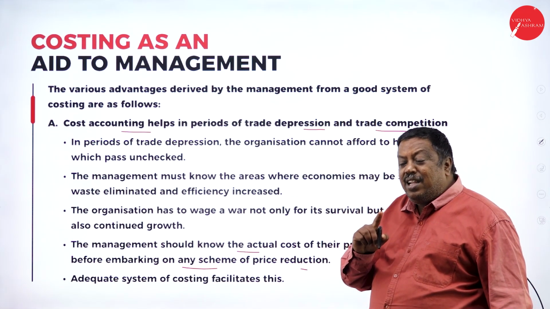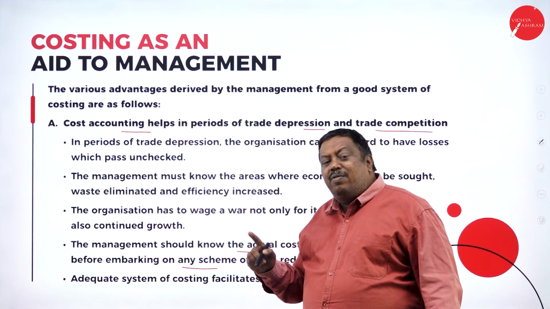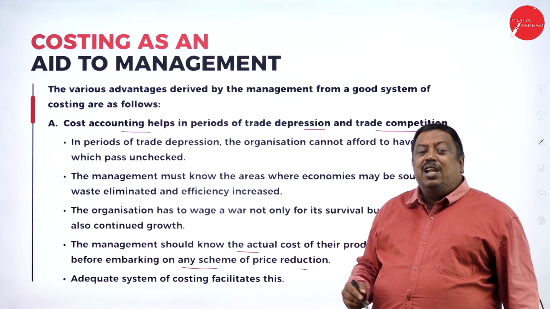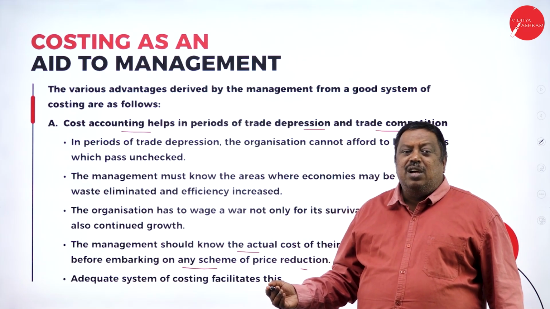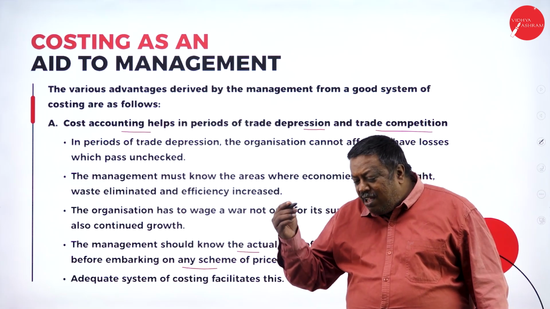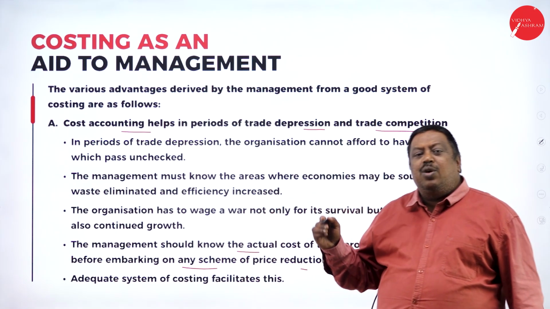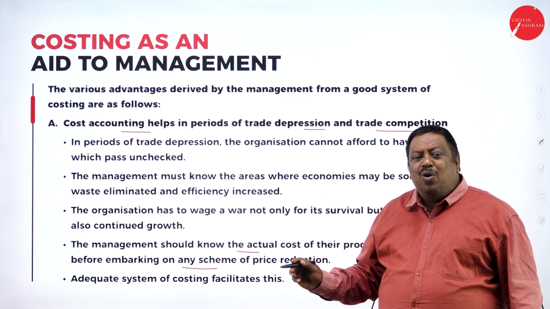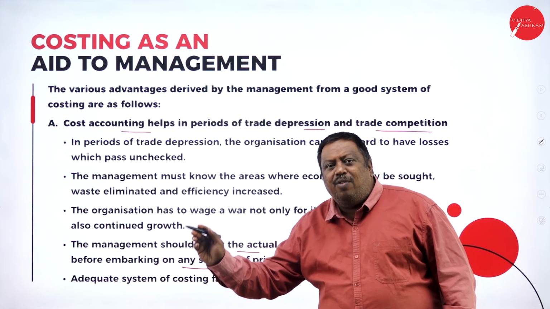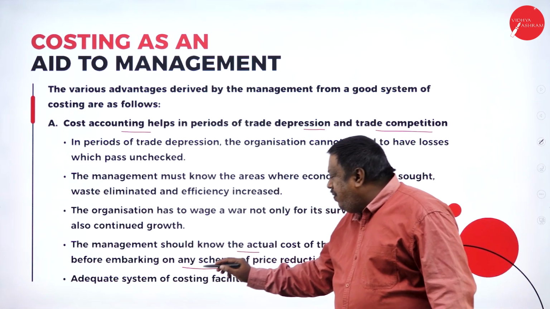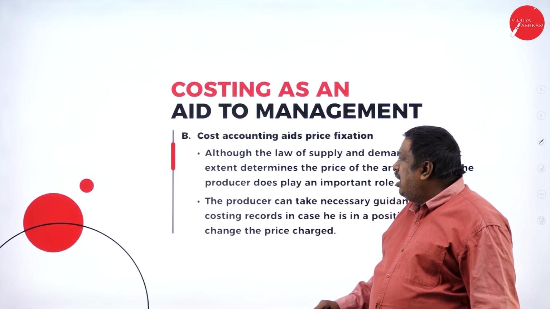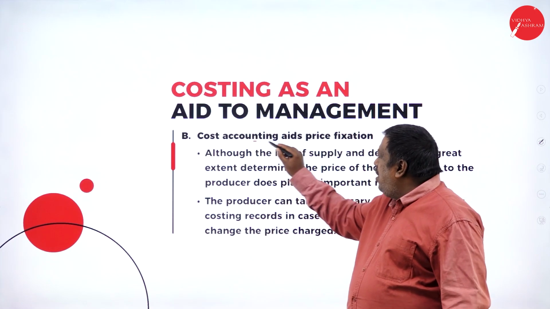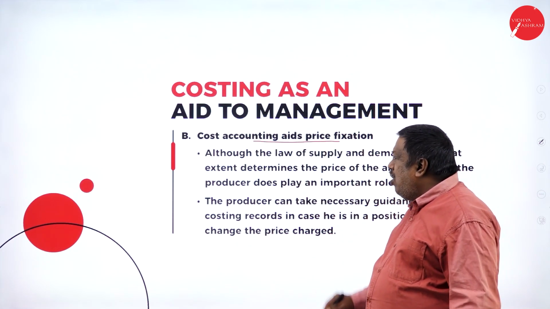See, I already said that. If you don't know the costs involved for these products directly or indirectly, and you provide any discount on the price of the product, then you are going to sustain huge losses. So before taking any decisions, check the actual cost of production. An adequate system of costing facilitates this. If you have the proper concept, it's definitely going to support you. Cost accounting aids price fixation. I already said that.